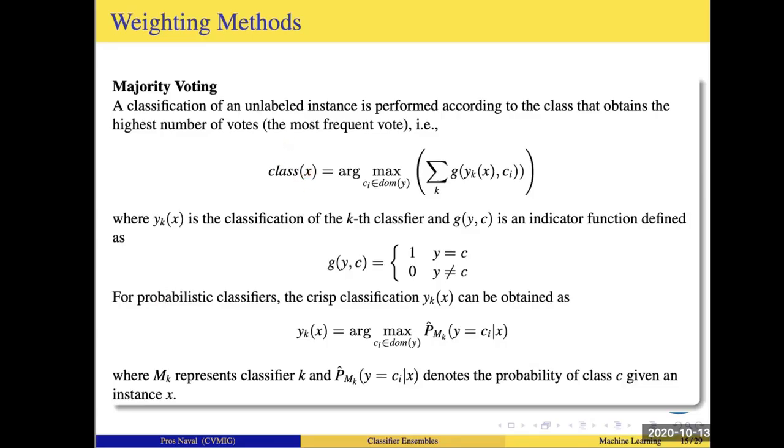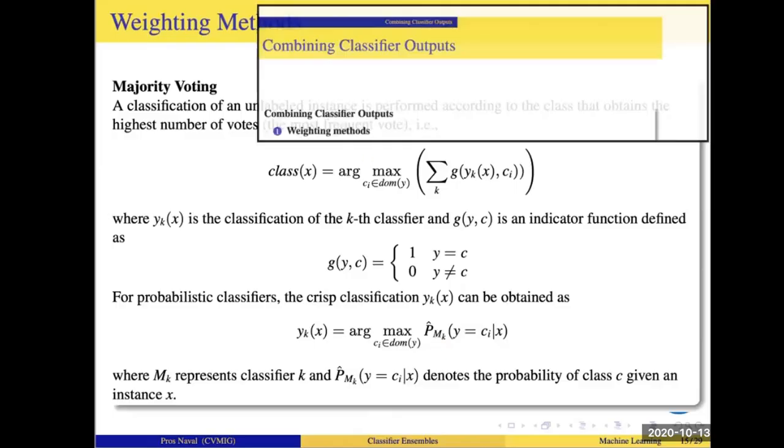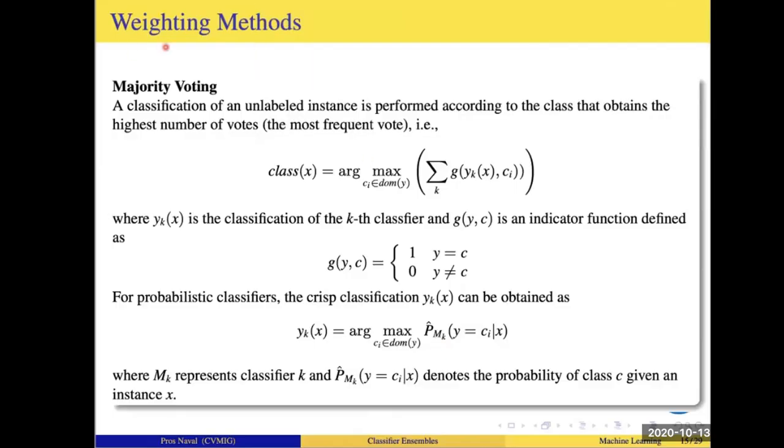So for a probabilistic classifier, a crisp classification can be obtained as follows. Again, the same idea, but this time the one that you measure is the argmax of the posterior. The one with the highest posterior probability, that's the class for that particular input. Then you ask each of these different classifiers which one is their vote.